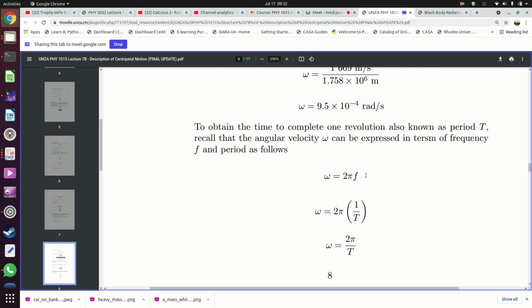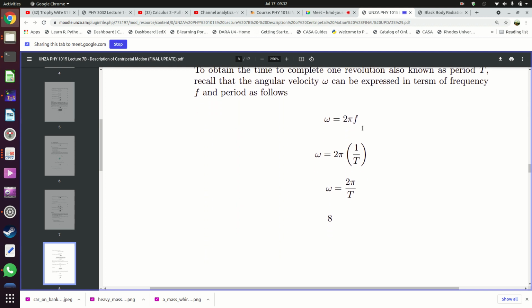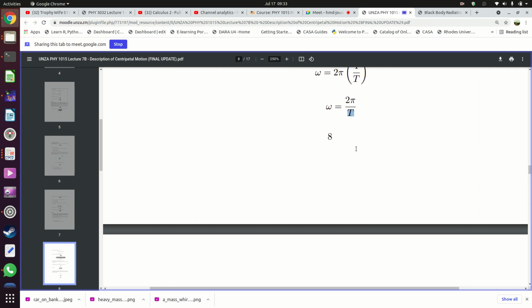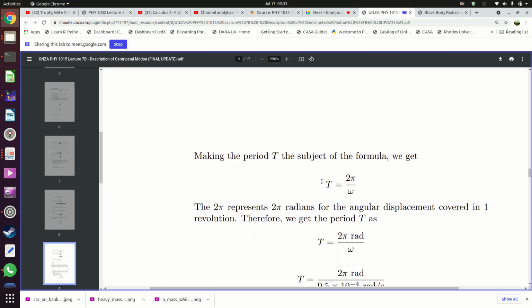But we also know from our definitions that the frequency is just the reciprocal of the time it takes to complete a revolution. So we end up having omega is equal to 2 pi multiplied by 1 over T, where T is the period, or the time it is going to take the spacecraft to complete an orbit. Therefore, omega is equal to 2 pi divided by T. What we are looking for is this time, T. So we make it the subject of the formula. When we do that, we end up having T is equal to 2 pi divided by omega.